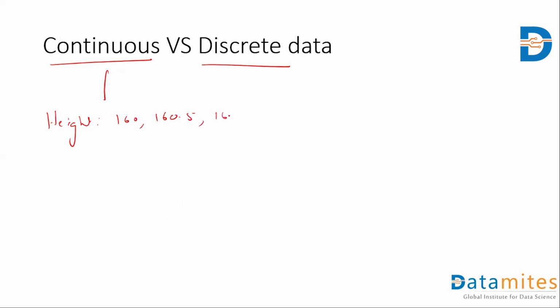They can be some 161.6 centimeter or whatever. So I believe you get the point, right? This is a feature that can, practically speaking, take up infinite number of options, right? Same goes with weight as well. Depending on how you're measuring it, this also can take up infinite number of options, right? Temperature, time, all of these are examples of continuous data.